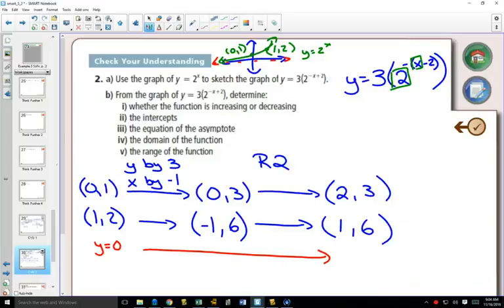The only thing that's going to affect our asymptote is if we move it up or down. But in this case, we didn't move it up or down at all, so our asymptote is going to stay at y equals 0.